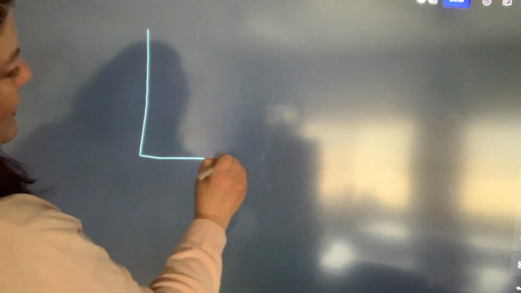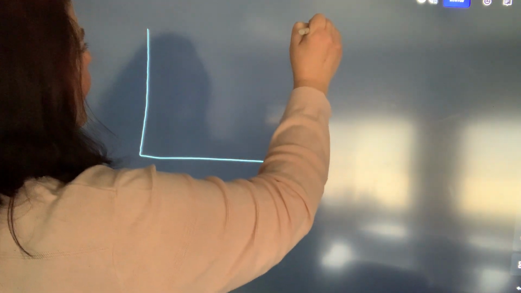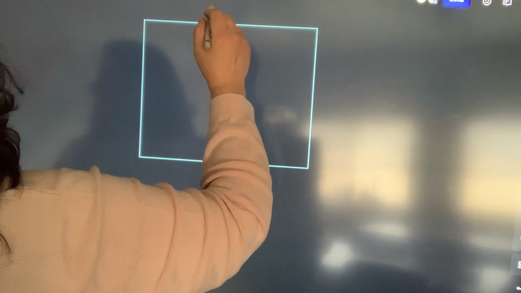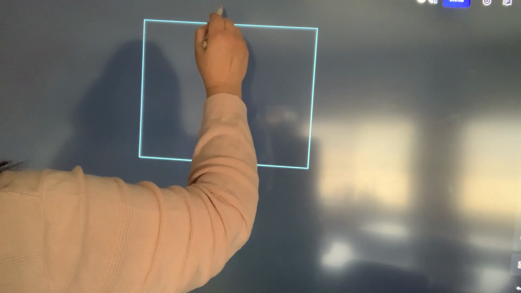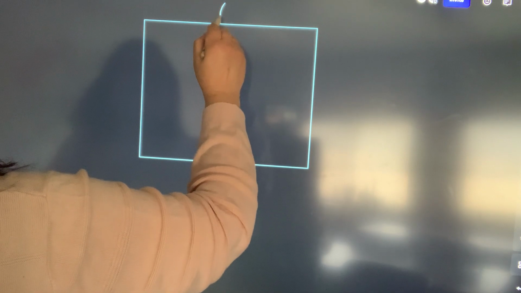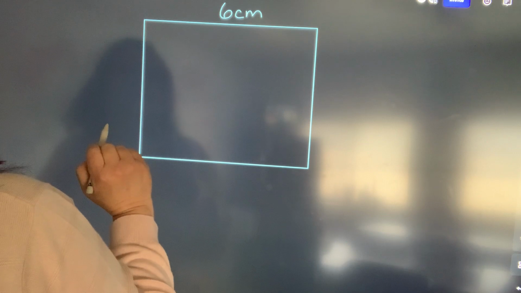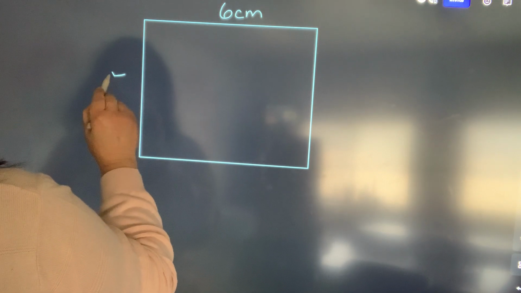Okay, let's pick blue. So let's say that we have, in my mind, this is a perfect square. And this one looks a little bit more like a rectangle. So let's say that this is 6 centimeters and 5 centimeters.